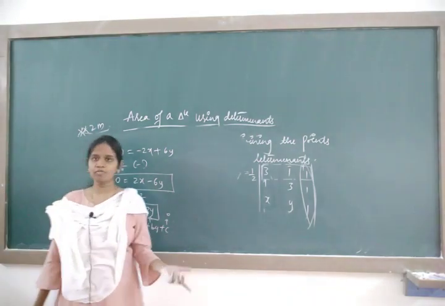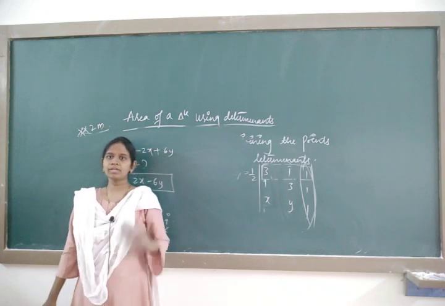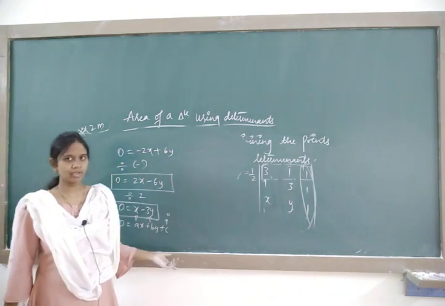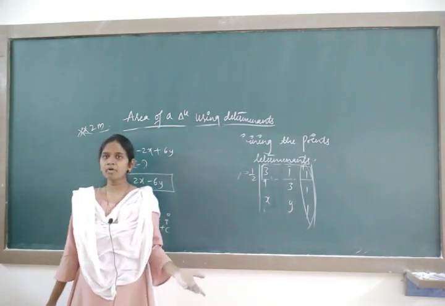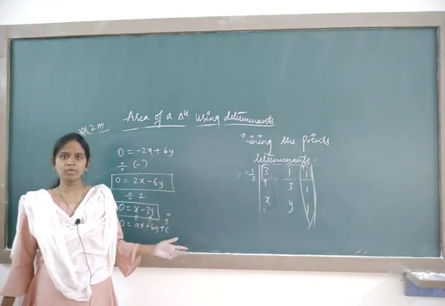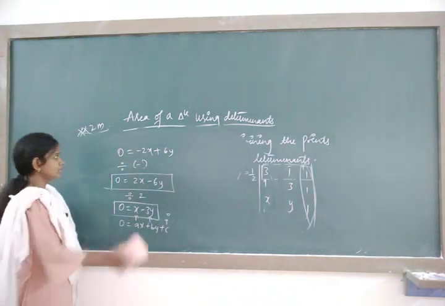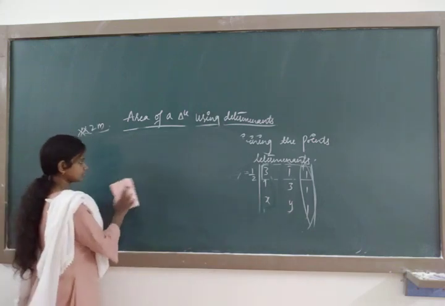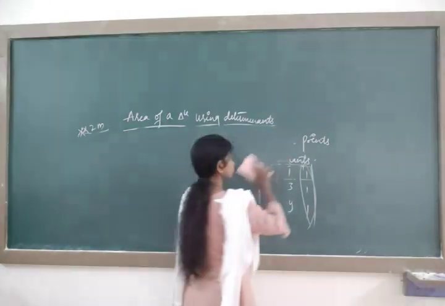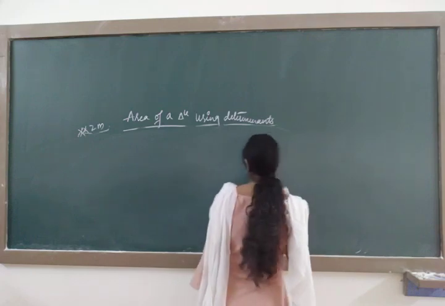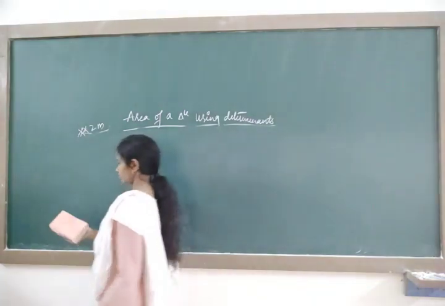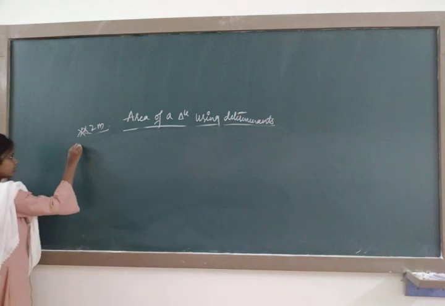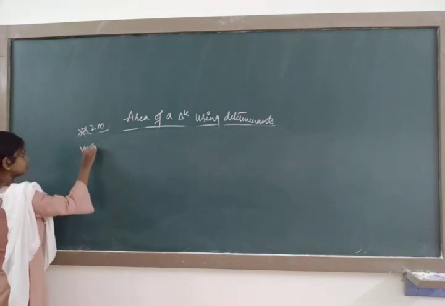This is the second variety of problem. Now still two are there: one is finding the value of k, another is showing the points are collinear. First we will see about the points being collinear. Now you take the third variety of problem.